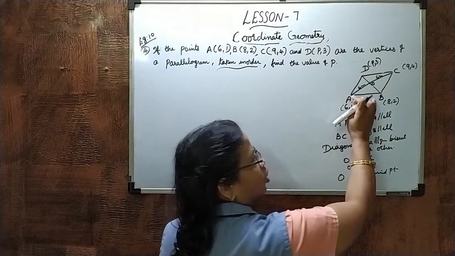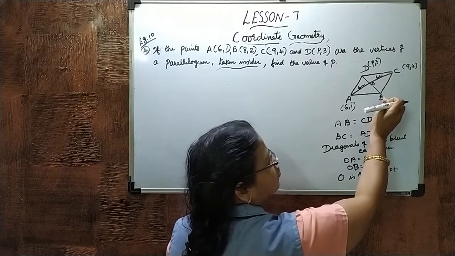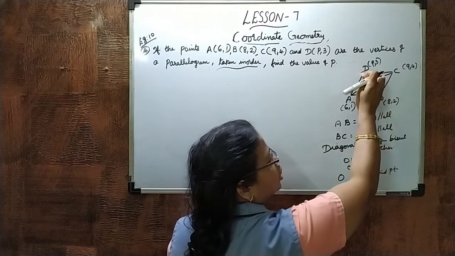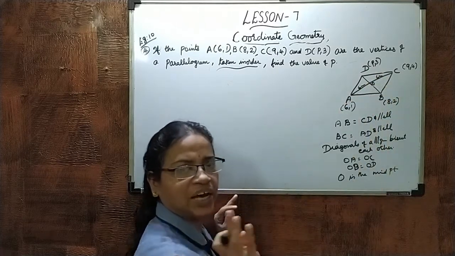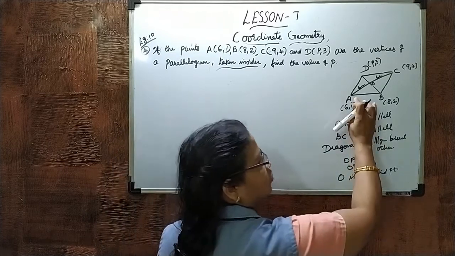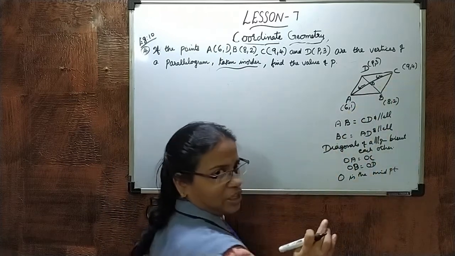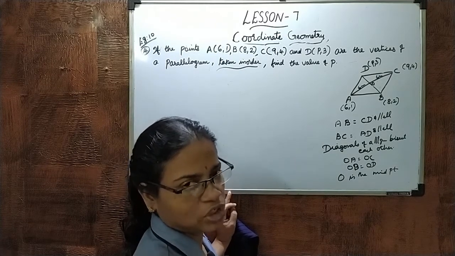Find the midpoint of O from A to C, and then find the midpoint of B to D, or BD, and then equate, you will get the answer. Clear? So what you should do? You have to find out the midpoint, that we know how to find out: x1 plus x2 by 2 and y1 plus y2 by 2.